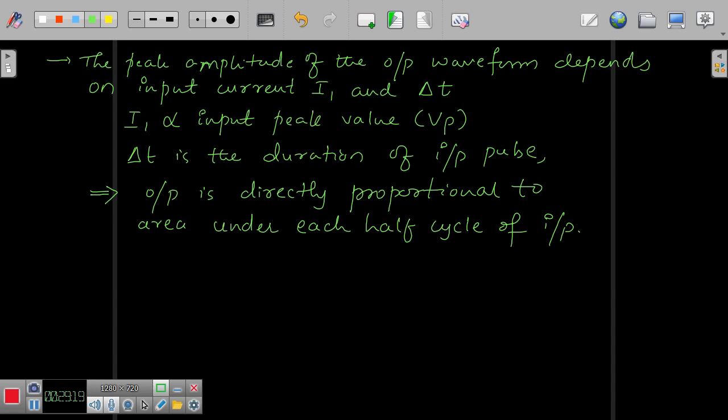In an integrator, basically you are going to get an output which has the amplitude and the time multiplied, or the area contained by the input waveform. This is what we have seen here, okay? So this is one important parameter which you should look into as long as the integrator circuit is concerned, right?